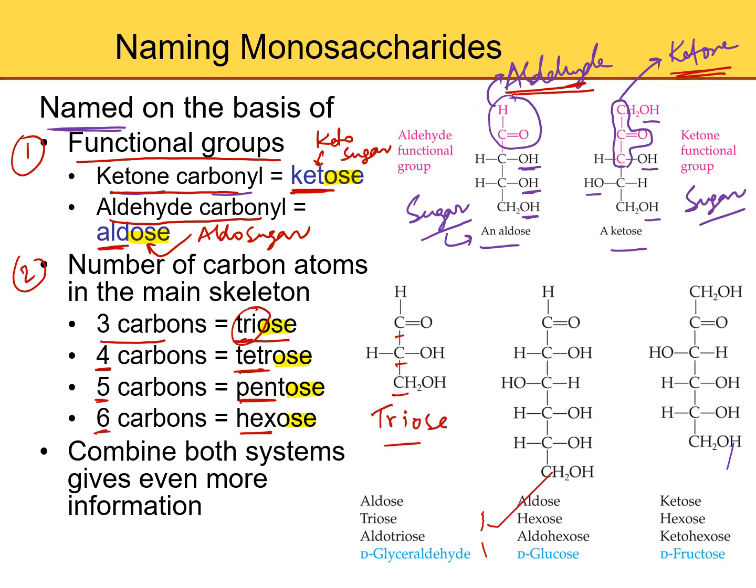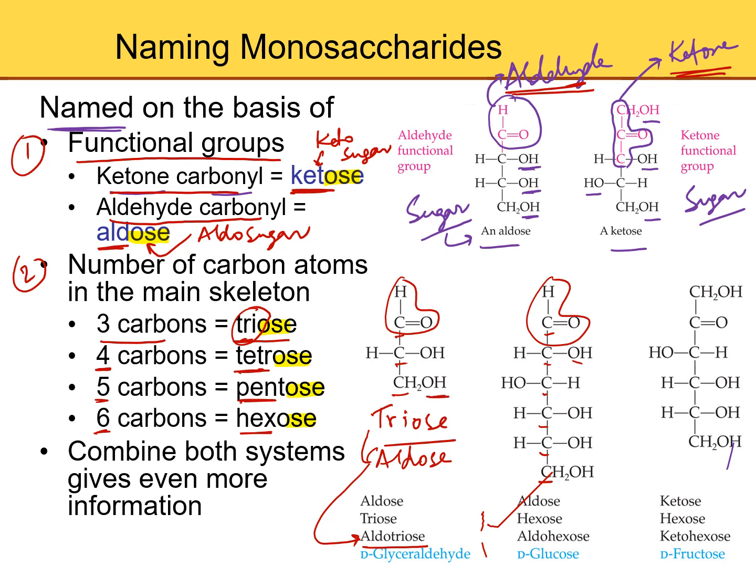Okay, very good. Now if you look at the functional group, we find it's an aldo, so it's an aldose and it's a triose, and you can combine these two things together. You can say it is an aldotriose. It's an aldo sugar and it's a triose. Here 1, 2, 3, 4, 5, 6 is a hexose.